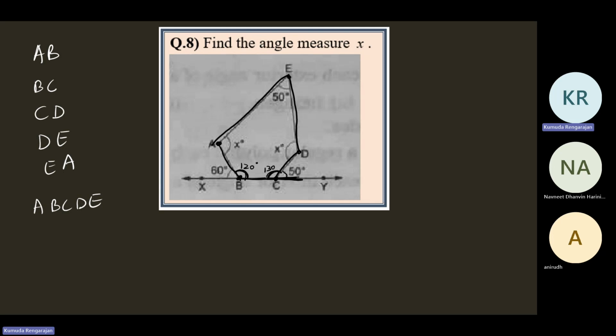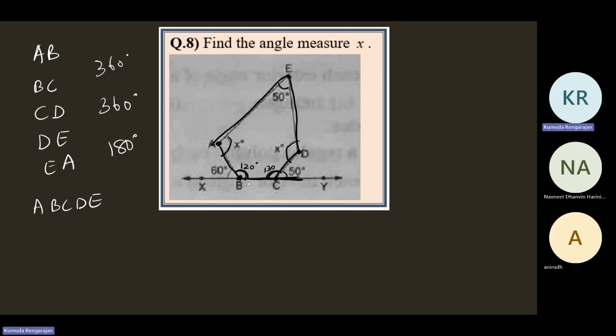The measure of this angle is 130. And this one is X. It's marked. And this is 50. Now this is a pentagon. The sum of the angles of a pentagon is not 360. Don't take 360 for all polygons. For a quadrilateral, it is 360 degrees, the sum of all four angles. In a triangle, the sum of the three angles is 180 degrees.